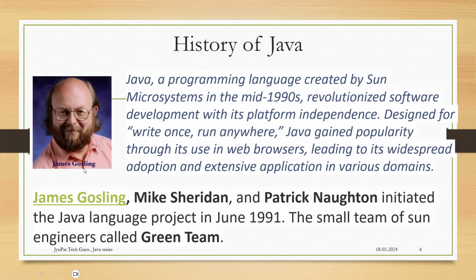This person is James Gosling. Along with his friends like Mike Sheridan and Patrick Naughton, he initiated the Java language project in June 1991. The small team of Sun engineers was called the Green Team. They developed this entire Java. Many things are included in Java, and we are going to learn them one by one.